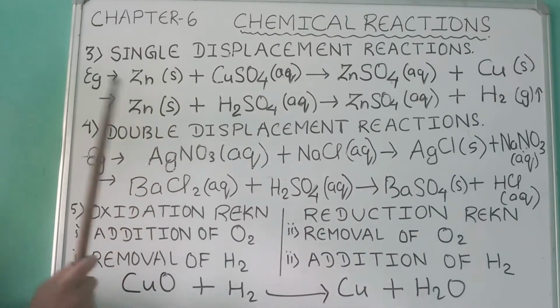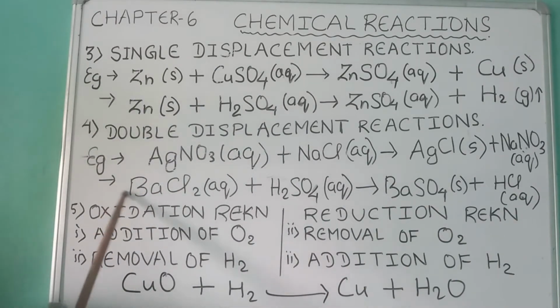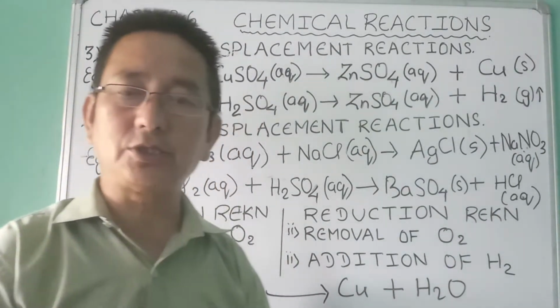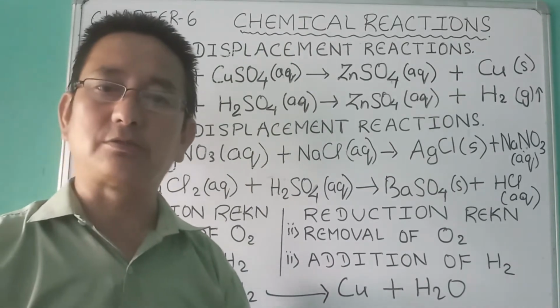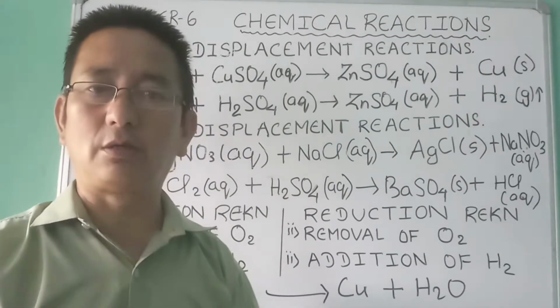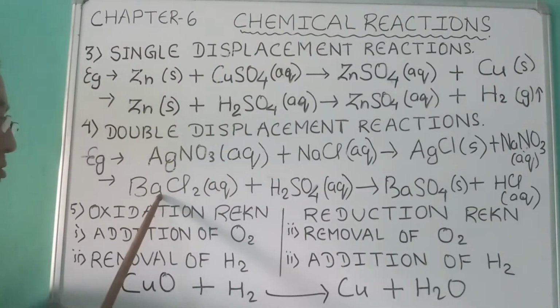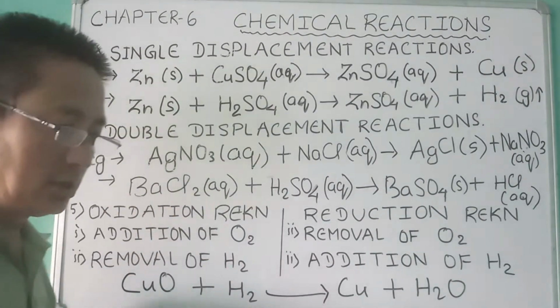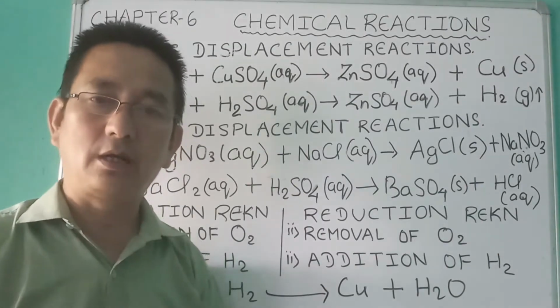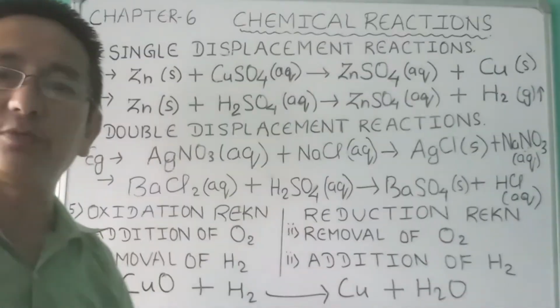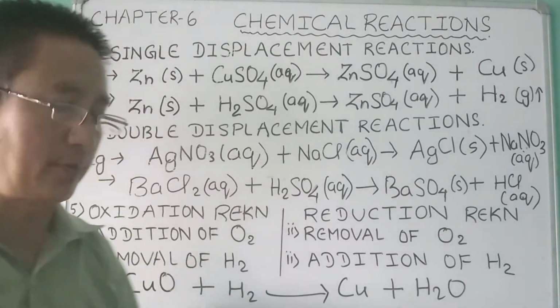Let's see another example here. Barium chloride solution. This salt solution is used for the analysis of sulfate ions or sulfate salt. Whenever this barium chloride solution reacts with sulfate salt or dilute sulfuric acid, it gives white precipitate of barium sulfate.